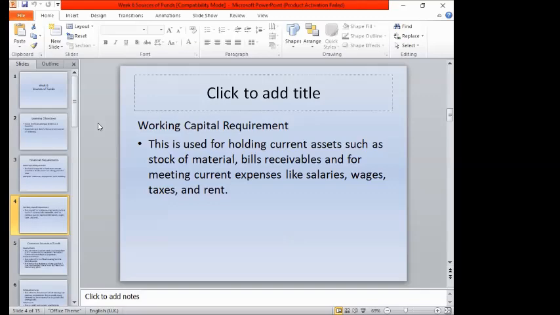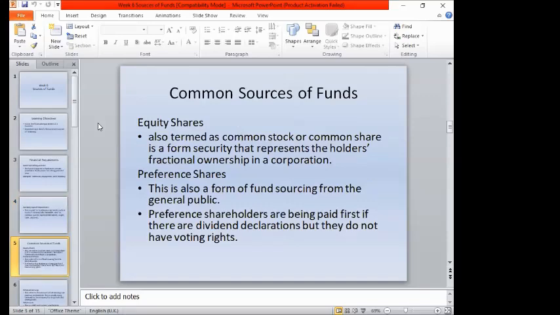in order to sustain the expenses. Examples of those expenses, of course, this is an accounting term, are salaries, wages, taxes, and rent. Those expenses should be covered by the working capital requirement, which is the current assets. Those current assets which are convertible to cash are the inventories, the accounts receivable, and even the cash on hand and the petty cash itself. So those are the financial requirements: the fixed capital and the working capital.